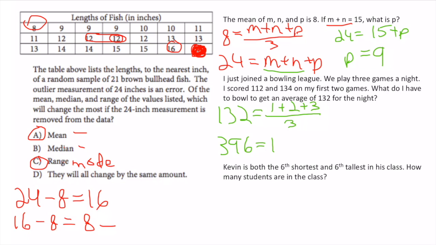I know game 1 was 112. I know game 2 was 134. And I'm trying to find what game 3 is. Okay, so 112 plus 134 is 246. 396 minus 246 is 150. So G3 would have to equal 150 for this to happen. Okay, so very similar to the previous question.